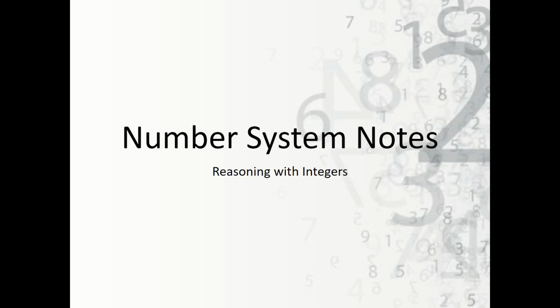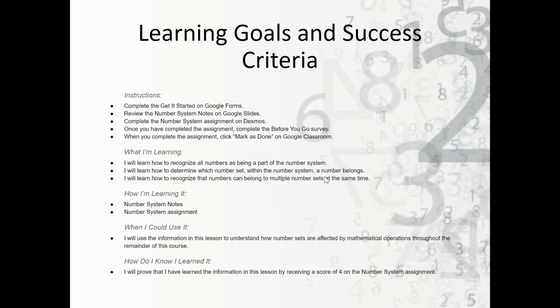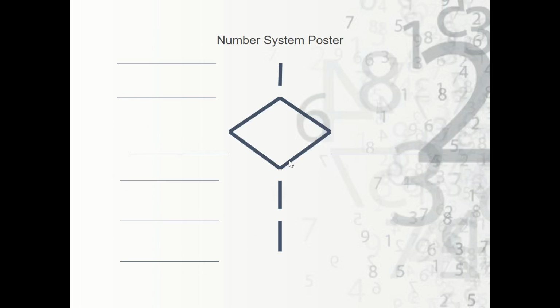Let's take a look now at the number system notes. We begin with our learning goals and success criteria. And from there, we move on to our poster. And this goes with the assignment that you'll do on Desmos. So what I want us to do is we're going to talk about the different parts of the number system and talk about them in terms of the way we learn them.